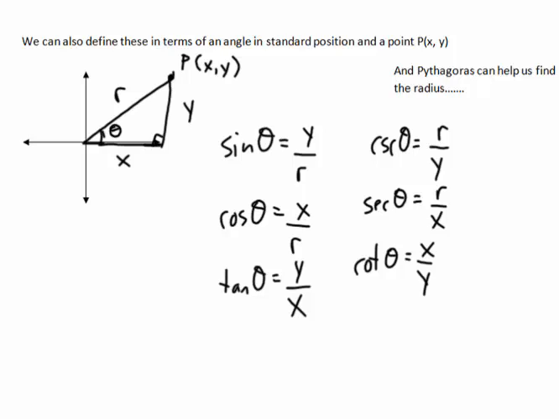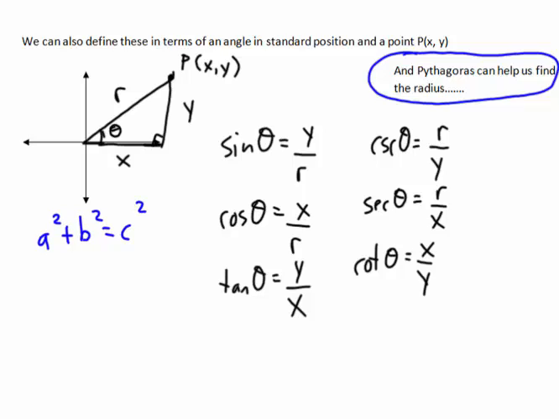Now Pythagoras, though, can actually allow us to find a value for that radius. If we do Pythagoras over here, remember Pythagoras, a squared plus b squared equals c squared. So x squared plus y squared equals r squared. So if we want to write that r value, that radius, in terms of x and y, it's just x squared plus y squared, square rooted, and the radius will always be positive. So even though we get a square root, we always take a positive value for the radius.